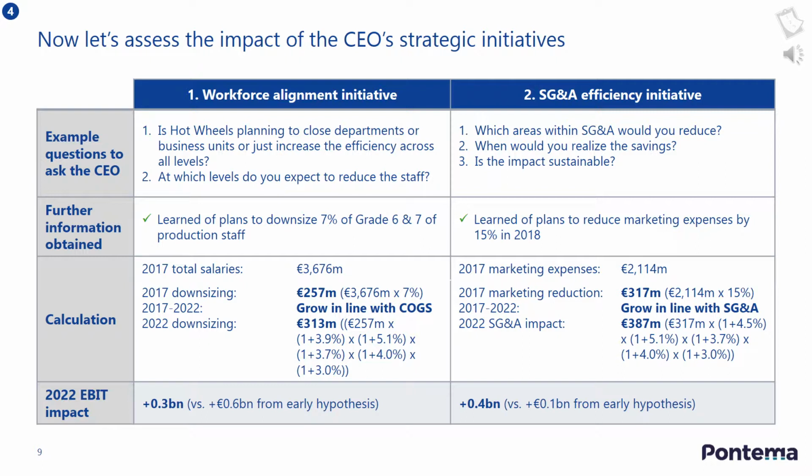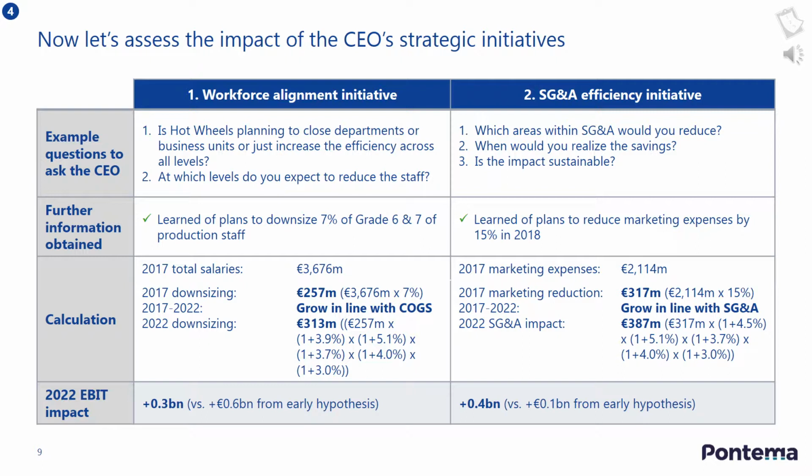project. To incorporate the operational cost-cutting measures, you were able to obtain further information about the specific areas within SG&A that would be reduced. In this case, the plan was to reduce marketing expenses by 15% in 2018, which equated to 6% of total SG&A, larger than the 2% of total SG&A you had originally planned for.